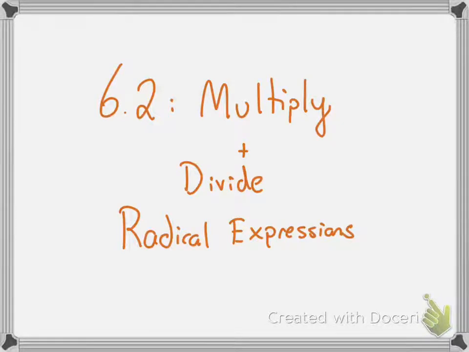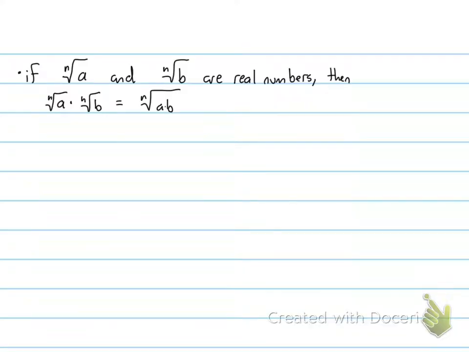In section 6.2, we're going to be multiplying and dividing radical expressions. So the first thing that we're going to go over here: if the nth root of a and the nth root of b are real numbers, then the nth root of a times the nth root of b, I can just write under the same radical. What's important to note here, though, is that a and b have to be being taken to the same root.